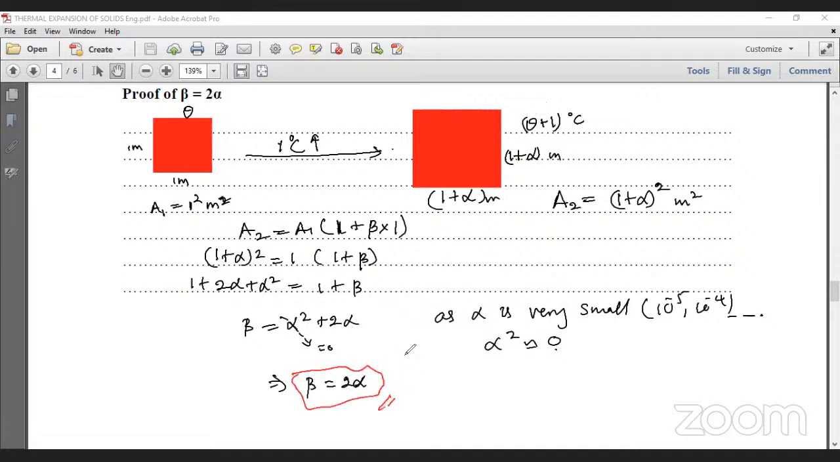You need to keep this in mind, because in some questions only the linear expansion coefficient is given. If you want beta, you need to multiply it by 2 and then substitute. Most students forget this and substitute the given values directly. But when alpha is given and you need beta, you need to multiply by 2.